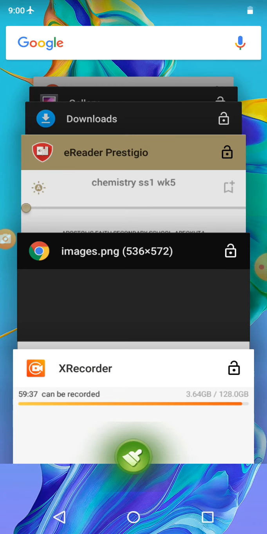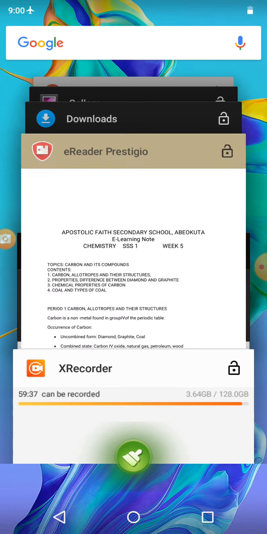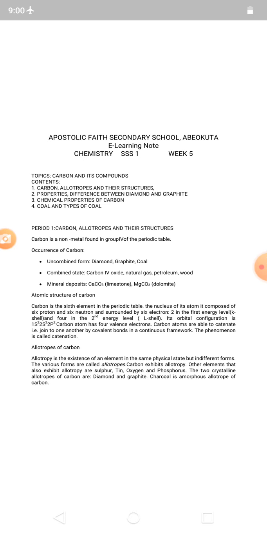For week 5, this is what we have, and you will see the content for the topic there. Carbon and its compound. Number 1, we have carbon, the allotropes of carbon and their structures. Number 2, we have properties of carbon, differences between diamond and graphite. And then number 3, we have chemical properties of carbon. Number 4, we have coal and types of coal.